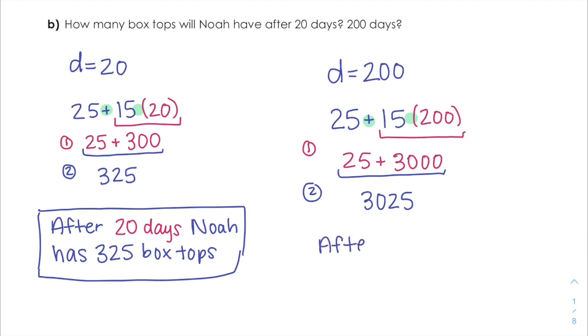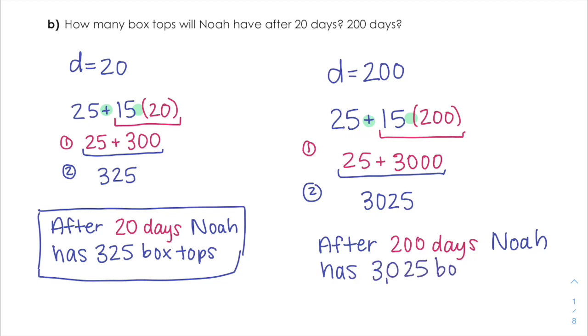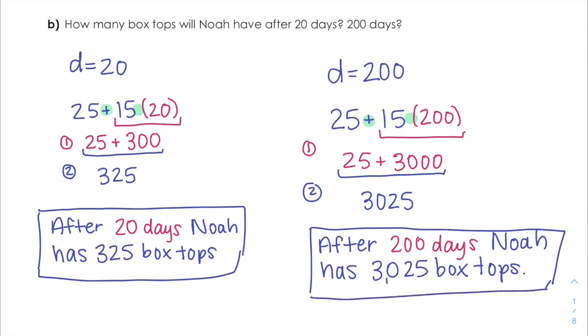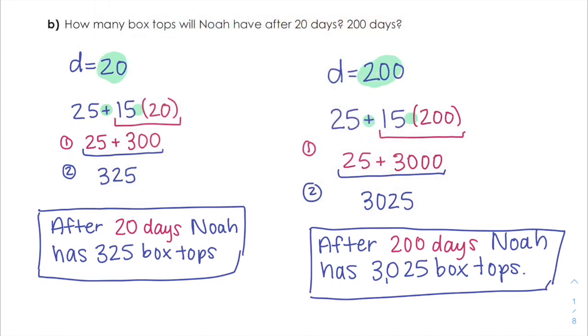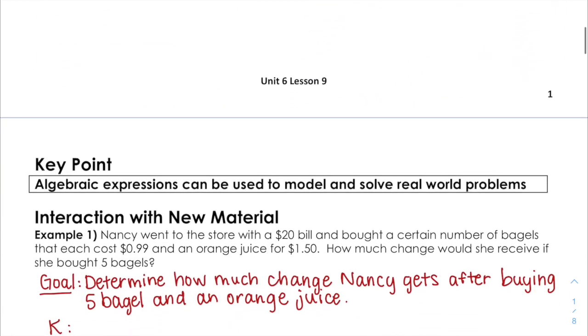So let's write an answer statement for this one. After 200 days, Noah has 3,025 box tops. Okay, so again, it's important to note that I can use different values for the same variable. In example 1, we did 20. In example 2, we did 200. So let's go ahead and move on.